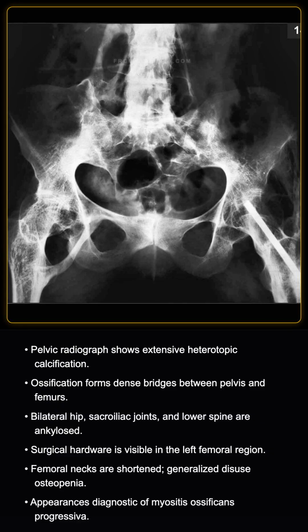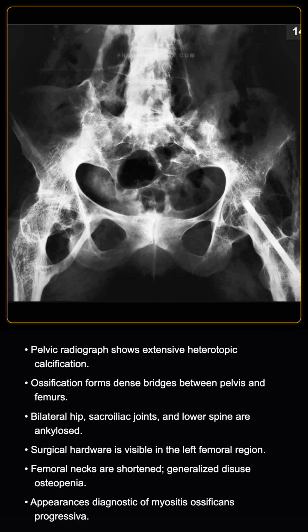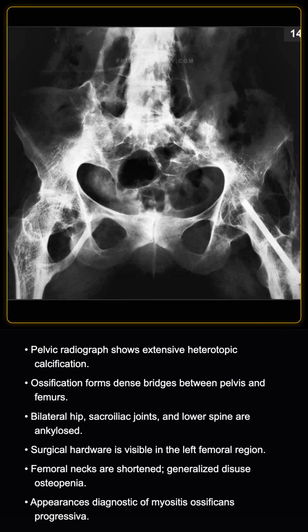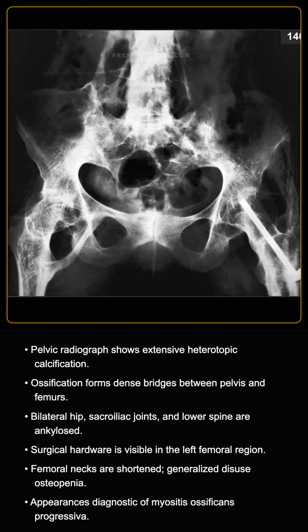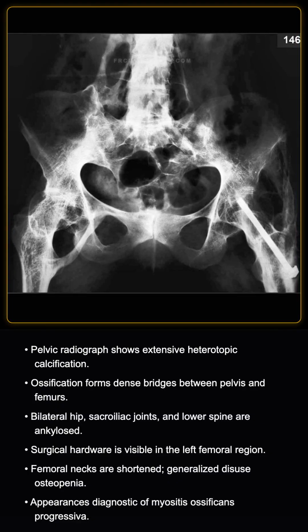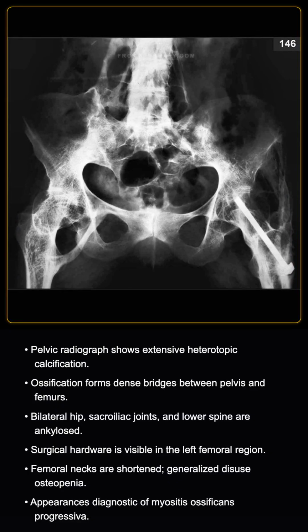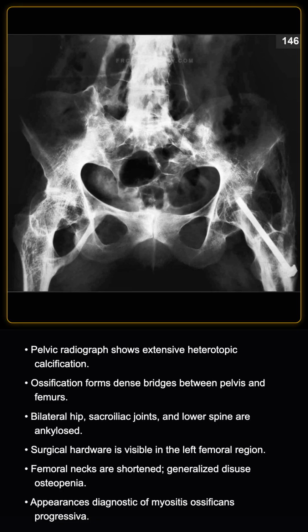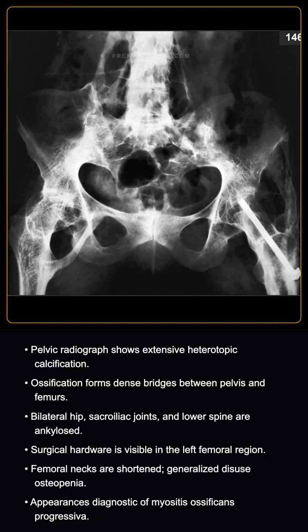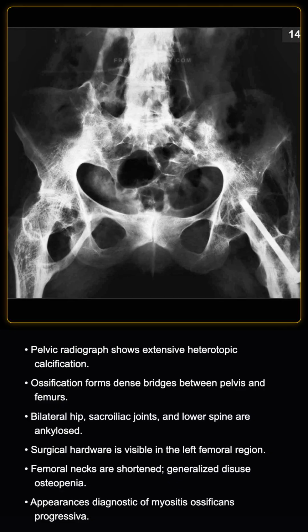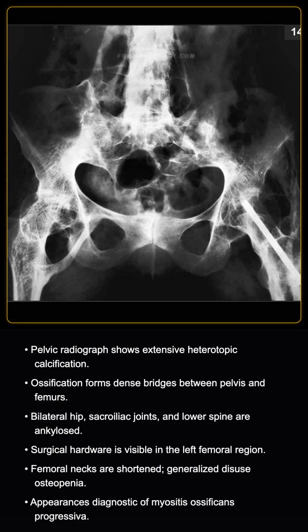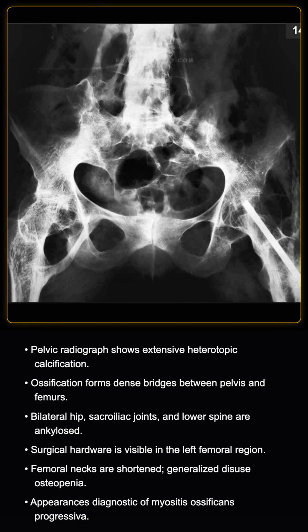Orthopedic surgical hardware from a previous left hip internal fixation is present, likely placed in an attempt to improve mobility. The femoral necks appear shortened and widened, and the bones display generalized osteopenia from severe disuse. The appearances are classic for Myositis Ossificans progressiva, also known as Fibrodysplasia Ossificans progressiva.